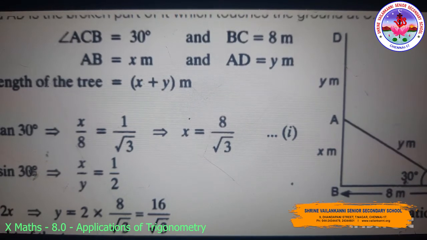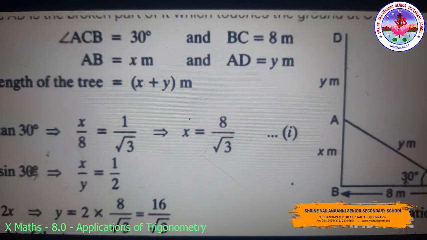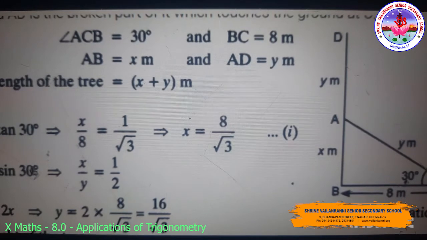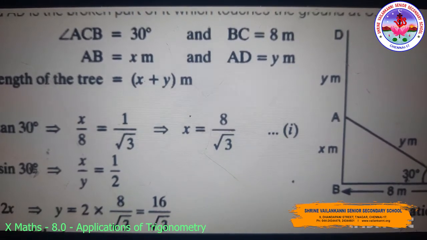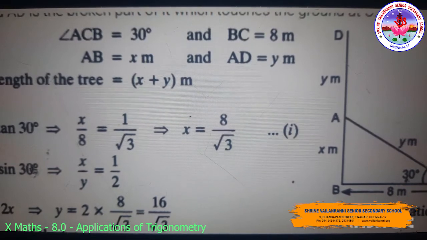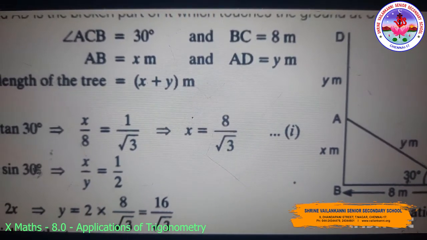Substituting the values here, we get tan theta is equal to x by 8, and the tan theta value is 1 by root 3. So I got x by 8 is equal to 1 by root 3. Cross multiplying, we get x is equal to 8 by root 3 meter.